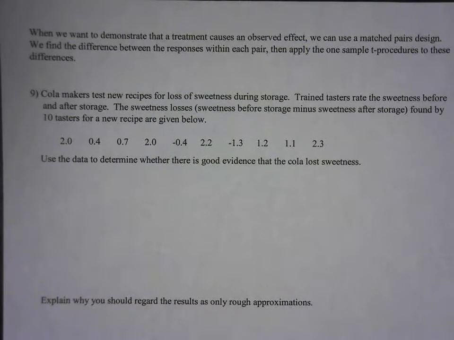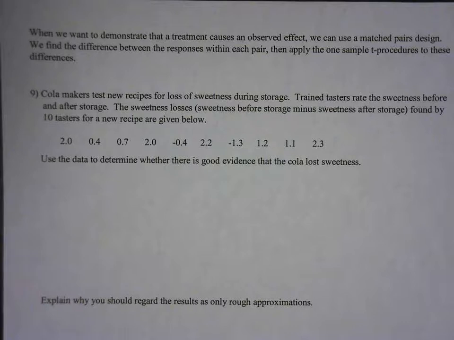So if you look at people in a weight loss program, you have a before weight for each person, and you have an after weight for each person. You make ordered pairs out of them, like a before and after. The difference between them will be a data value. So you take the before minus after, and that'll give you a data value that we can use and then apply the T procedures. So that's a matched pairs.